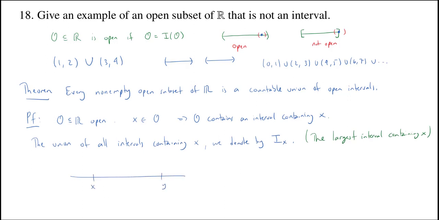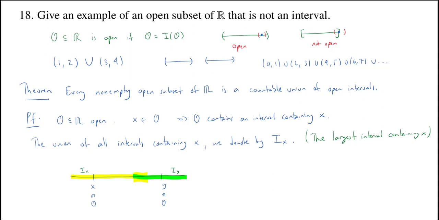and then over here maybe I have some y, and these are both in O. And I say, okay, I can compute I sub x and I can compute I sub y. And let's say I compute my I sub x and it looks something like this. Then I go to compute my I sub y and it looks something like this. And notice there's this overlap here between the I sub x and the I sub y. So I have I sub x here and I have my I sub y over here.